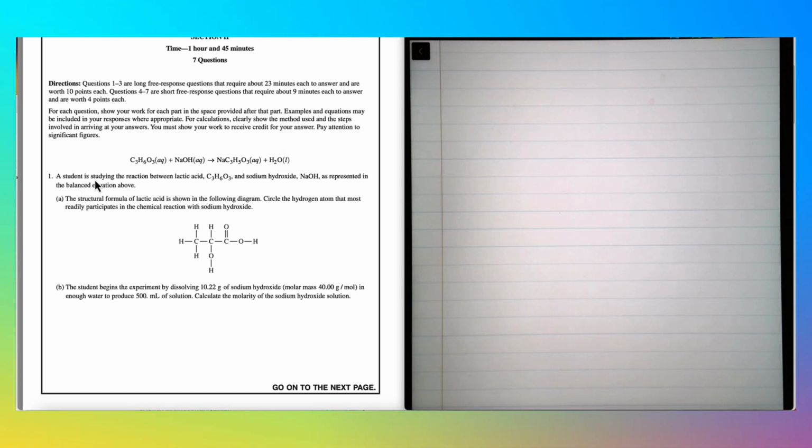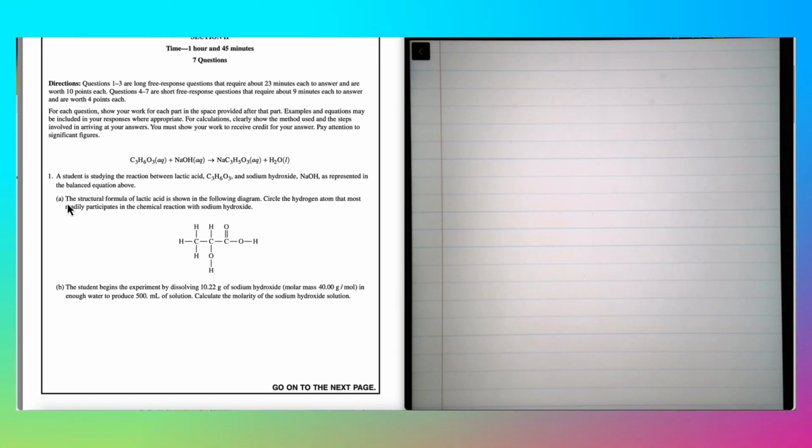It says the student is studying the reaction between lactic acid, C3H6O3, and NaOH, the strong base, sodium hydroxide, as represented by the balanced equation above. The moment you see the question, you notice this is not one of the 6 strong acids. So we have a weak acid here and a strong base. We should expect some buffer to show up, and we'll have a conjugate base and the conjugate acid.